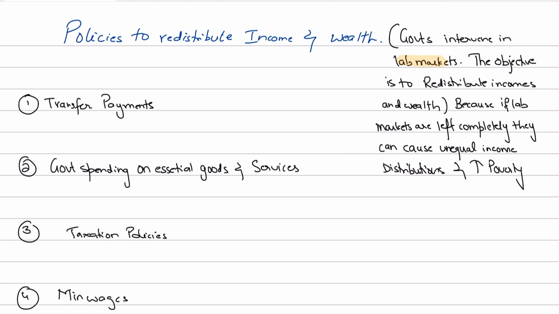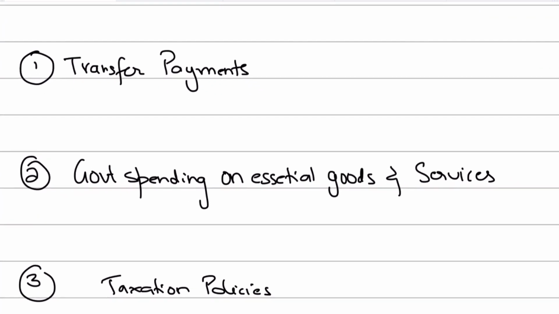So what the government does is that it intervenes in the labor market, and it comes up with certain policies that are aimed at reducing those disparities of income. One of the ways in which the government could do this is that it could give transfer payments. That is the first thing that you need to mention.